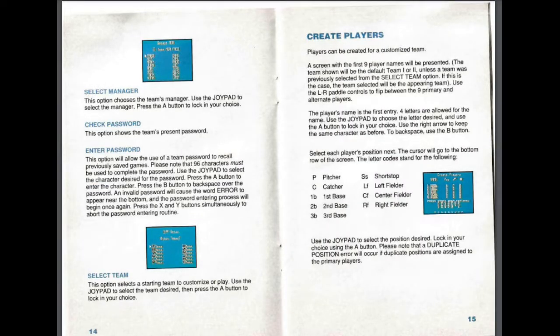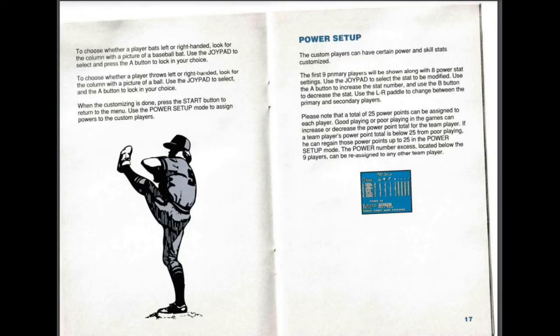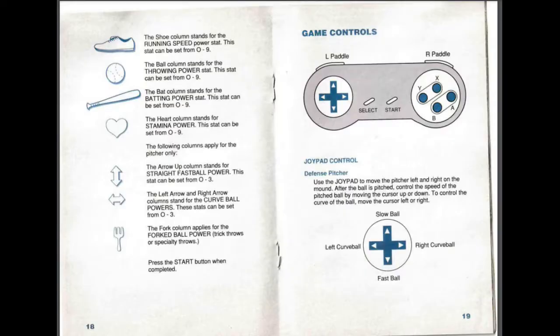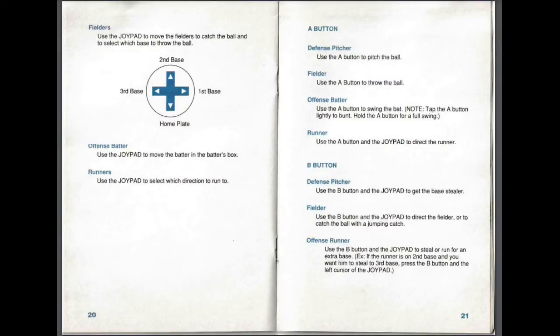So, you can select a manager and do passwords and stuff, and create a team, and that sort of thing. Power setup, here's the power stats. There's a fork. You want your team to have extremely high forks. Okay? So, I misread that as L pickle, but it's L paddle. Those are the game controls. They're called L paddle and R paddle, apparently, in this one. Alright, so, defensive pitcher, you got slow, fast, a left and a right curveball, and that's your maneuvers.